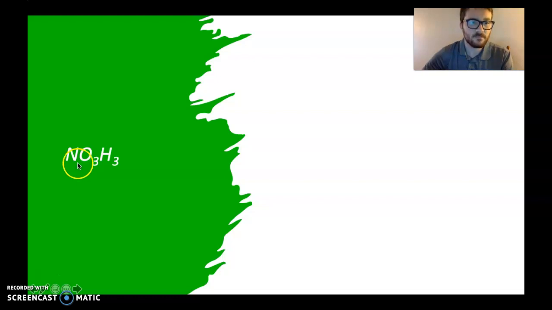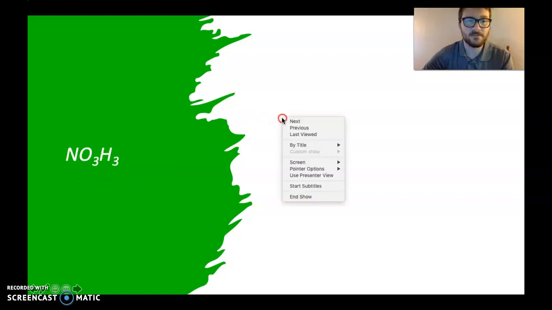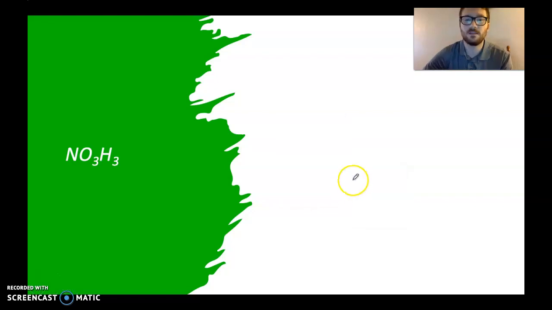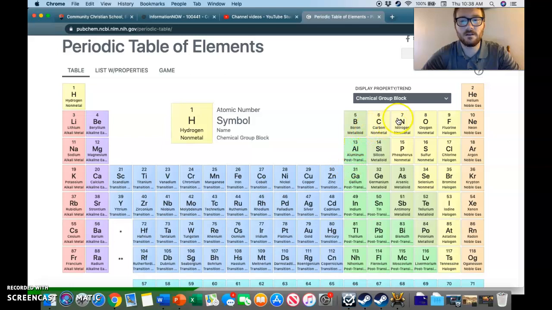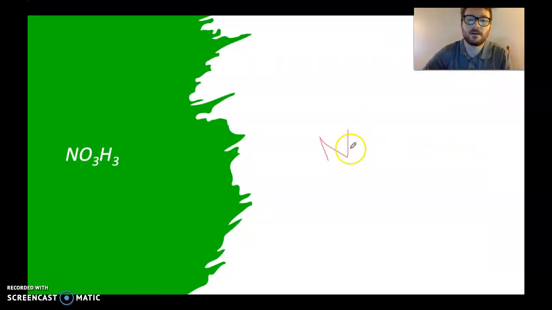Here's another one, NO3H3. I don't know what its technical name is, but let's see if it's creatable. So we have nitrogen. Nitrogen has 1, 2, 3, 4, 5 valence electrons, so it needs 1, 2, 3. Okay, and so we'll make one. Let's go 2, 3.